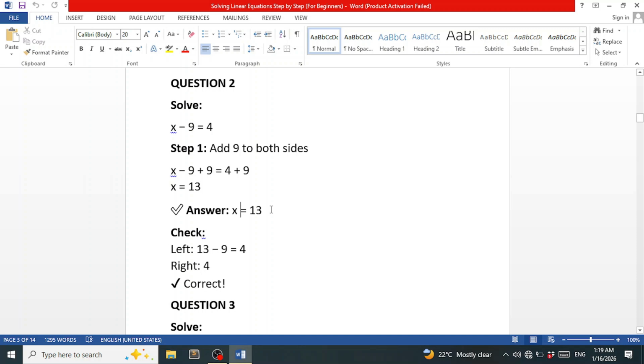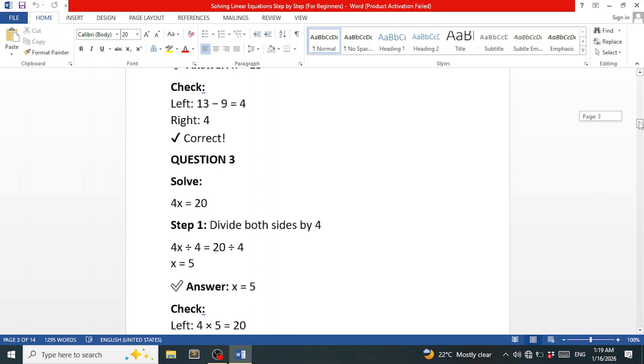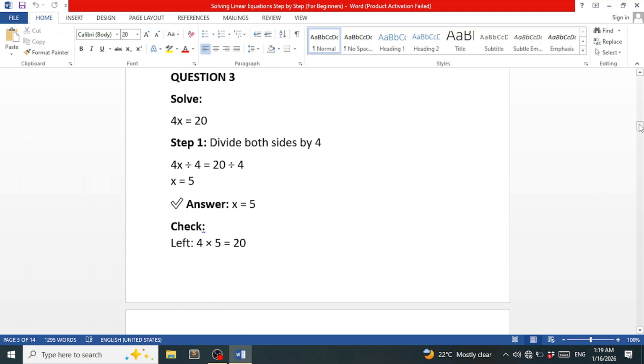Let's go to question 3. Solve 4x equals 20. When you look at this question, you can see that we have a number multiplied by a variable or an unknown, which is x, equals 20. It's like they're asking which number you can multiply by 4 to get 20, or 4 multiplied by a number we don't know equals 20. So find that number.